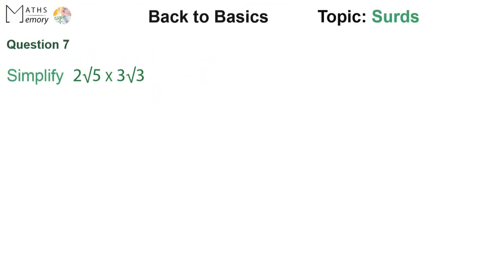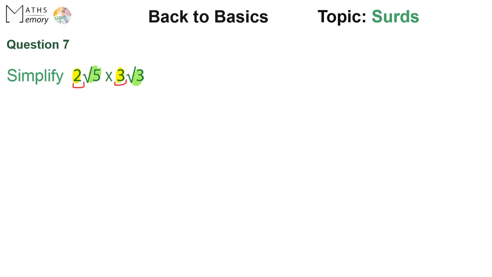Question 7, back to basics. Simplify 2 root 5 times 3 root 3. So press pause, write this question down. Press play when you're ready. So we have 2 root 5 times 3 root 3. 2 times 3 are your simple numbers over here. And you're going to identify separately your surd terms, which are your root 5 and root 3.